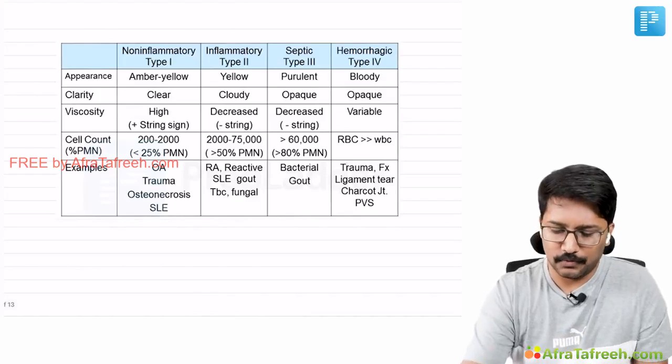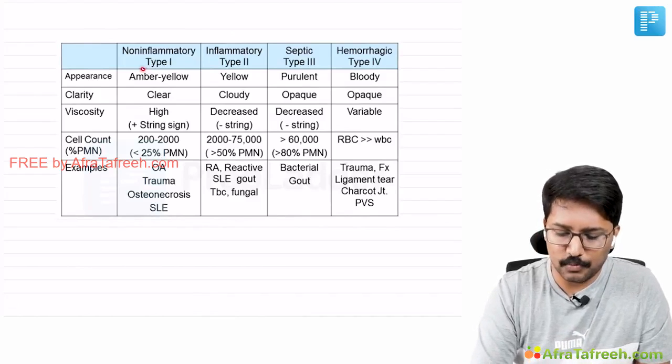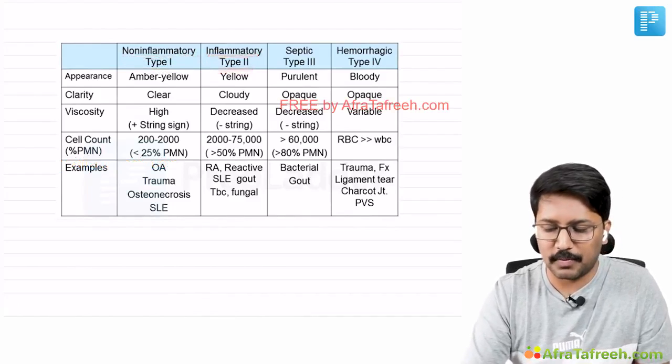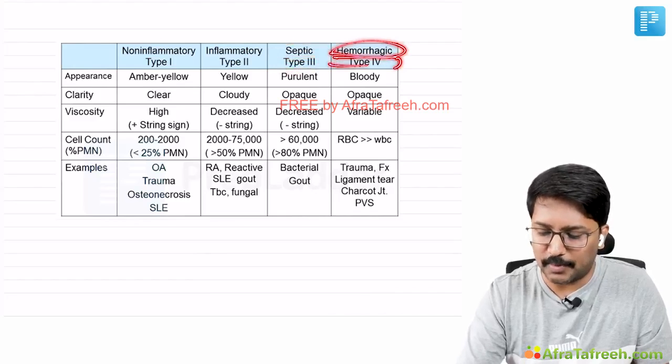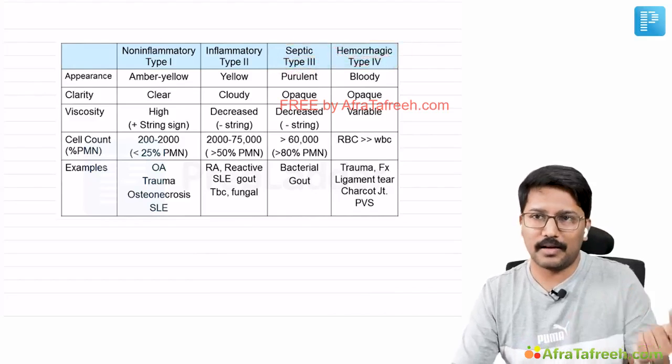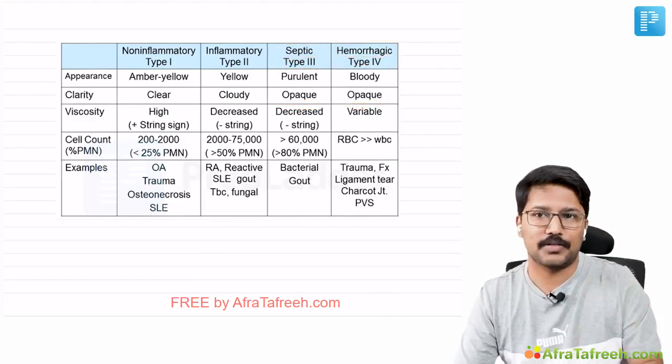So when we collect the synovial fluid, the pattern can be either type 1, which is suggestive of non-inflammatory, or type 2, which is suggestive of inflammatory, or type 3, which is suggestive of septic, or type 4, which is hemorrhagic. That hemorrhagic could be traumatic aspiration as well as real hemorrhage into the joint space.